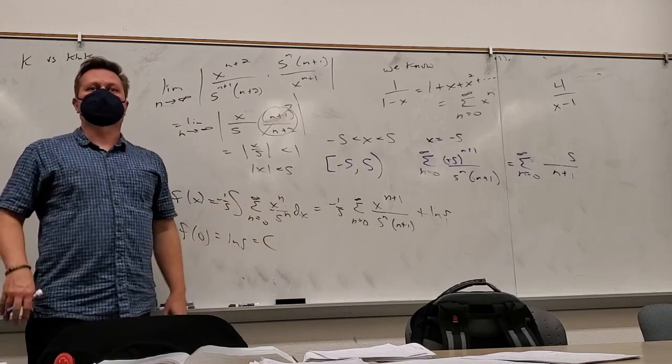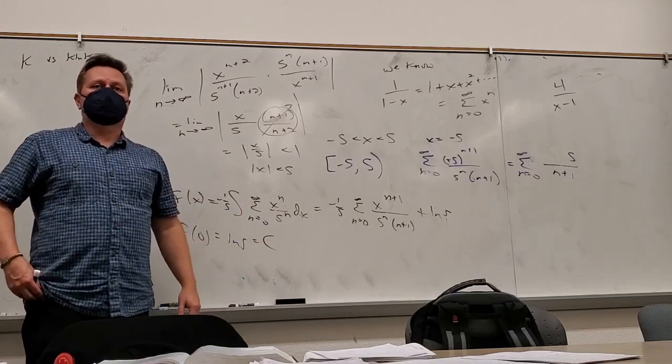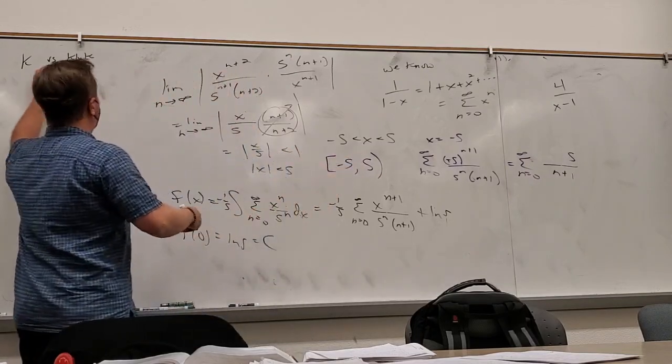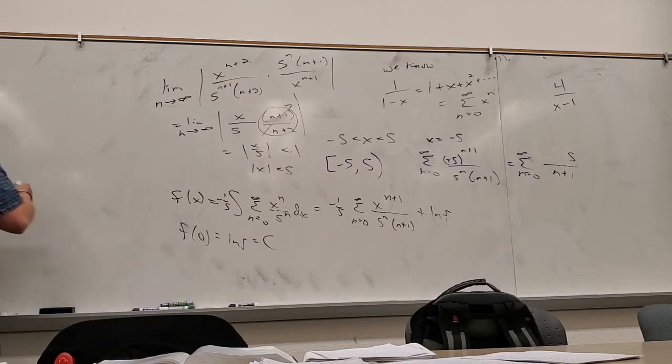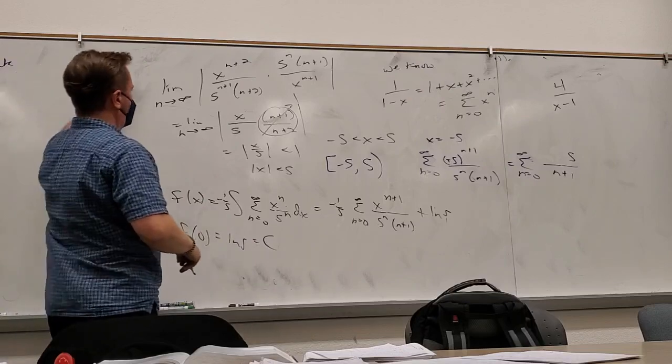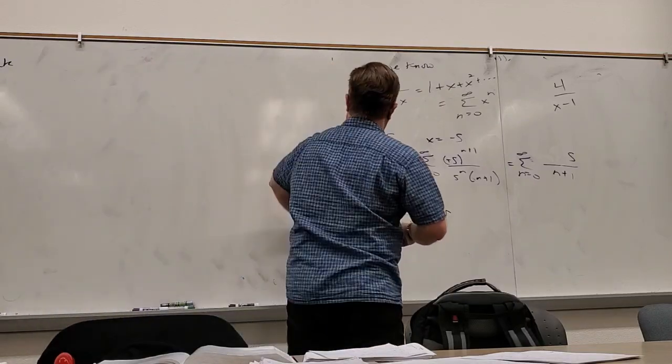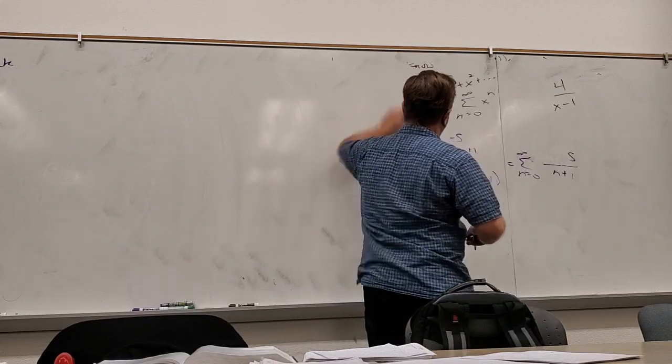Can we do an example of absolute versus conditional convergence? Sure. We basically just did. That's one of those things where, if L equals 0, then it's inconclusive, and we have to use some other test. Our L is equal to 0.